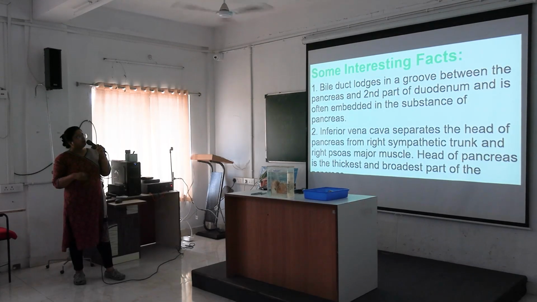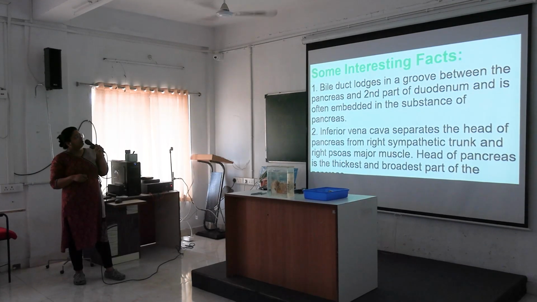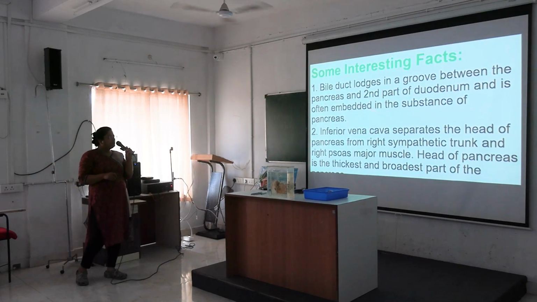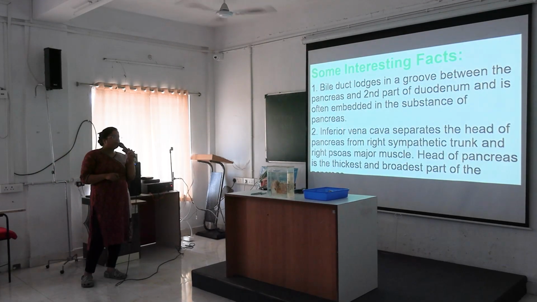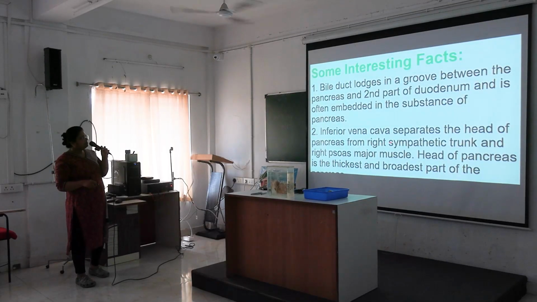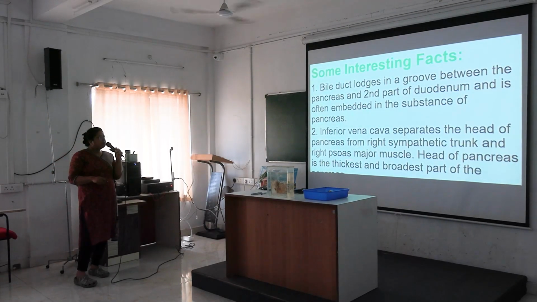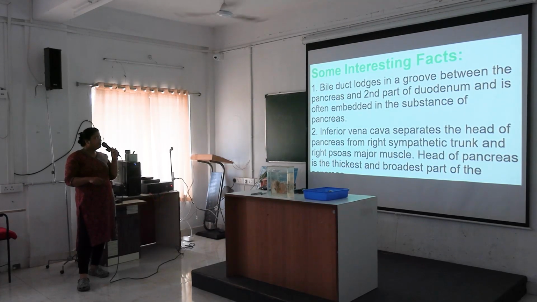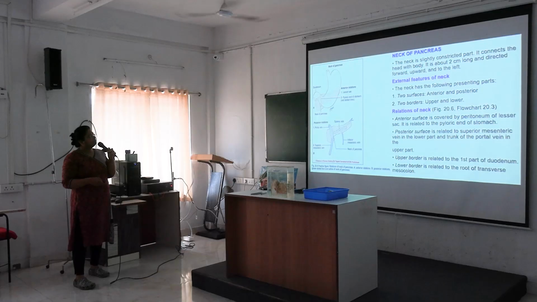And the bile duct lodges in a groove between the pancreas and the second part of the duodenum, and it is often embedded in the substance of the pancreas. The inferior vena cava separates the head of the pancreas from the right sympathetic trunk and right psoas major muscle, and the head of the pancreas is the thickest and the broadest part of the pancreas.